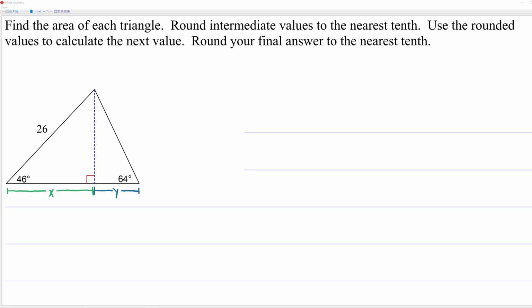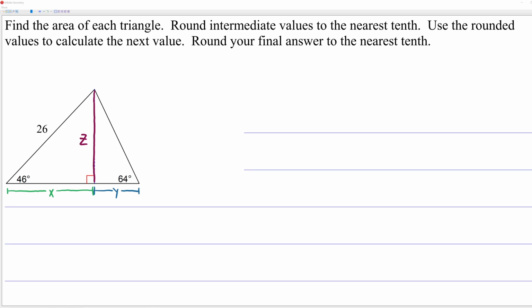Whoops, I'm not going to start the video over, this took too long. And we're also going to have to find z, the height of the triangle. So once we find x, y, and z, the area is again base times height divided by 2.